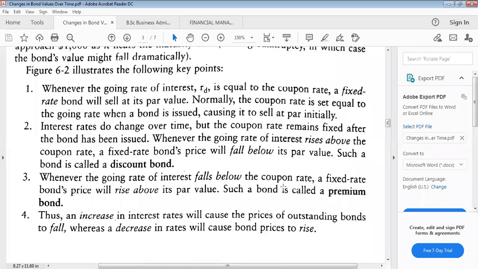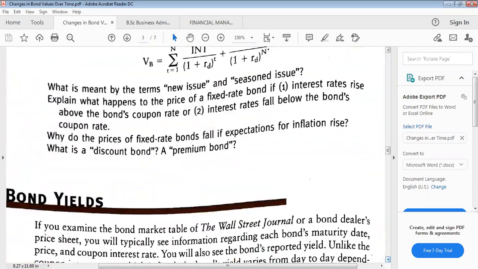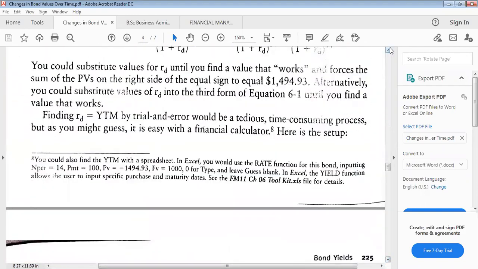Whenever the going rate of interest rises above the coupon rate, 12% is higher than 7%, so it is a discount bond. And when you see YTM, remember that the yield to maturity is the same thing as RD, or the going rate of interest.